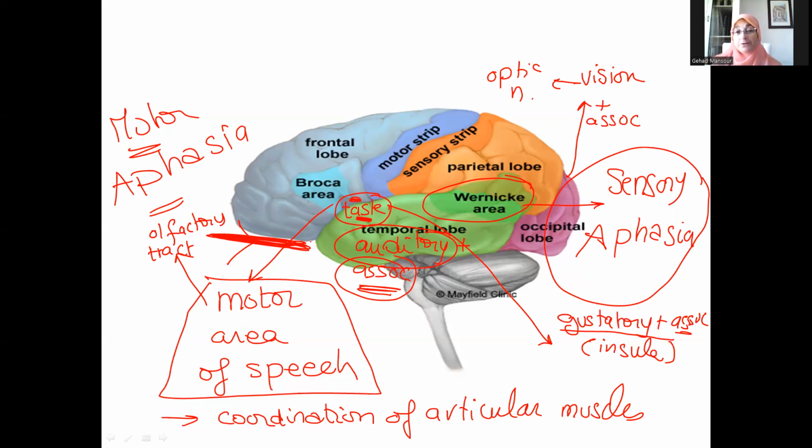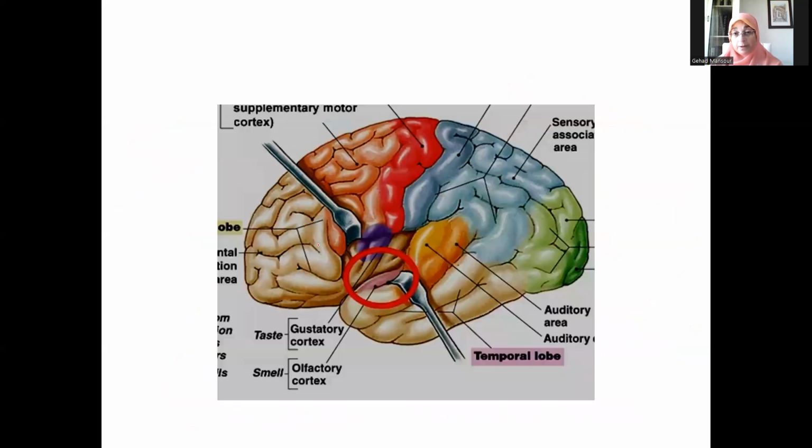The olfactory center actually lies on the inferior surface of the frontal lobe and on the inferior surface of the temporal lobe. فبتبقوا confused شوية لأن في references بتقول inferior surface of the temporal lobe وفي references تانية بتقول the inferior surface of the frontal lobe. Okay.